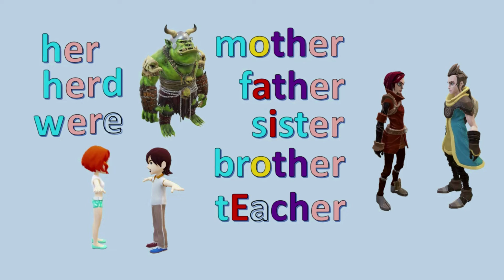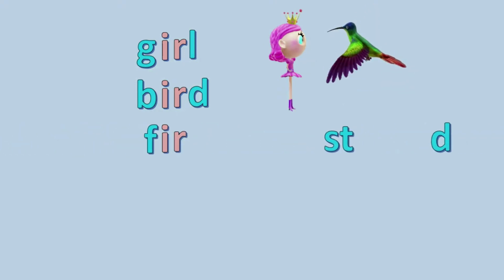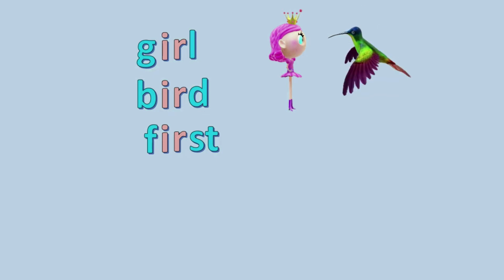We can also spell the sound by using an I with the R. Here's the word girl. It has three sounds. Switch the G for a B and switch the L for a D, and the word is bird. Now switch the B for an F and switch the D for an S and a T. The sounds are first, and the word is first.